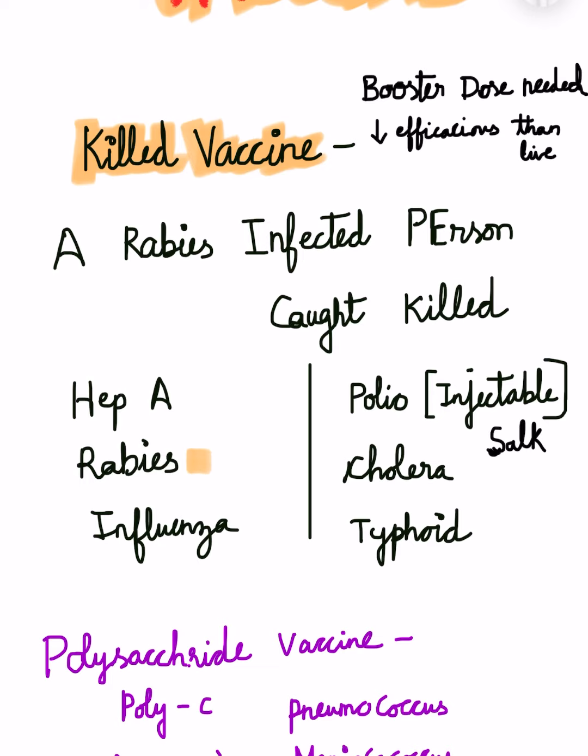The killed vaccines can be remembered with the mnemonic: a rabies infected person got killed. Here A stands for hepatitis A, rabies stands for rabies vaccine, and INF in infected stands for influenza vaccine, and P stands for polio, that is mainly the injectable form of polio, which is also called Salk, which is a killed or inactive vaccine, whereas the oral polio, that is Sabin, is an oral vaccine, and C stands for cholera and typhoid, or these killed vaccines.